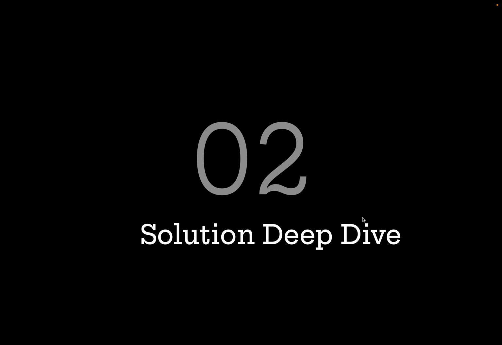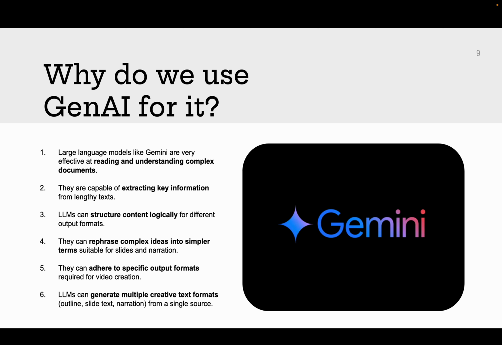Now we will deep dive into the solution. Why do we use Gemini for it? We use generative AI because it's much easier for generative AI to read documents and understand them, even if the structure and content are very complex. And then they are capable of extracting key information from the text. It's very useful because in a slide we want to include only the key findings, not irrelevant stuff.